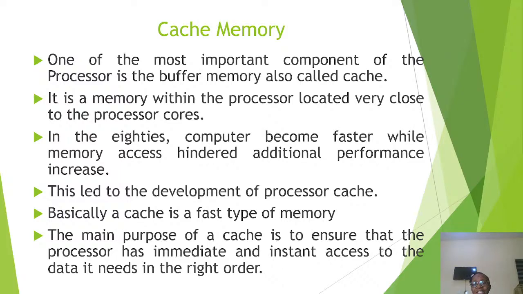So basically a cache is a fast type of memory. The main purpose of a cache is to ensure that the processor has immediate and instant access to the data it needs in the right order. That is the essence of the cache. That's why we say that it's quite important. It is a processor buffer memory that helps us have immediate access to the data that it needs at any point in time.